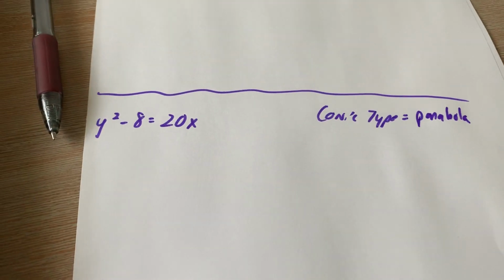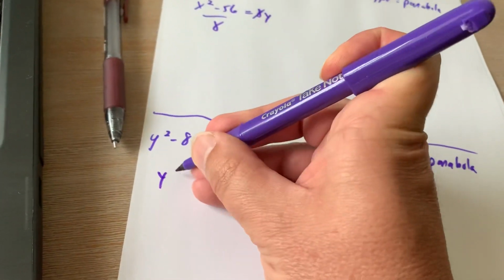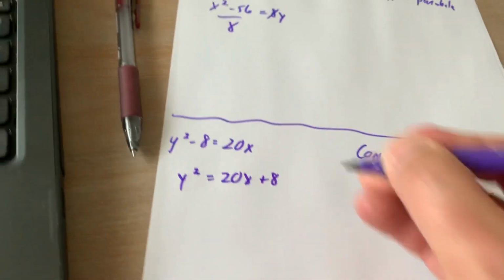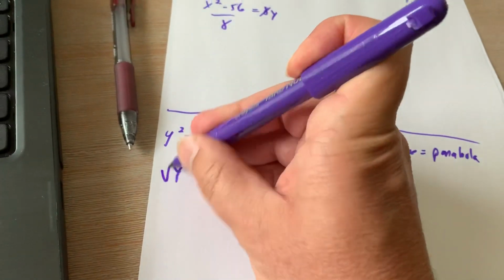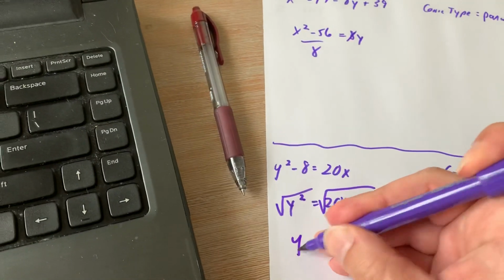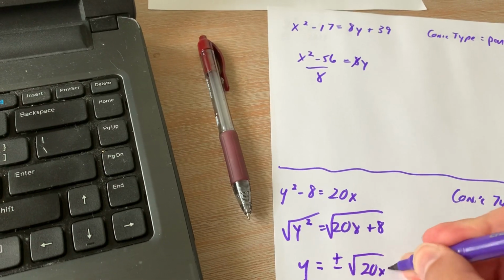So what I need to do on this one is isolate that y. That's going to give me y squared equals 20x plus 8. Okay, take the square root of both sides, and I'm going to end up with y equals plus or minus the square root of 20x plus 8.